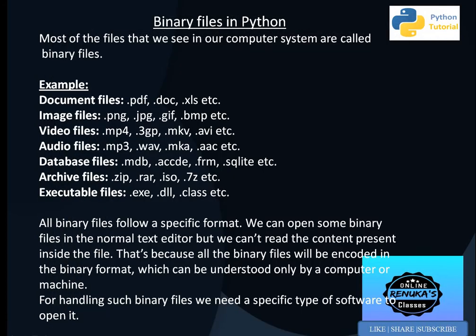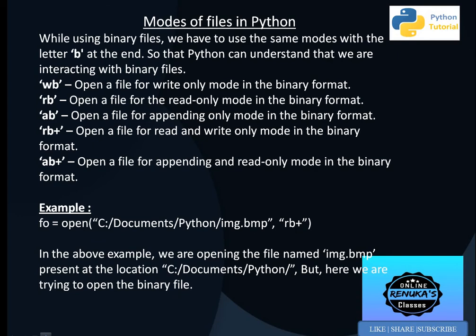Moving further, the various modes of binary files. The modes are the same: write mode, read mode, append mode, write and read both mode. But the difference is that everywhere we are writing b. You can see everywhere we are adding b. That means the format is binary. So if it is rb+, that means we can open a file for read and write both, in the binary format. So these are the various modes.